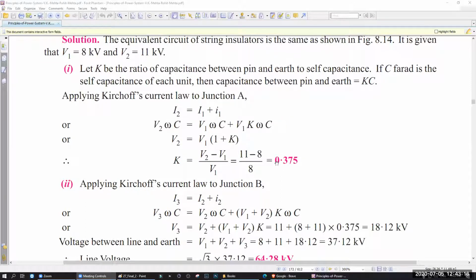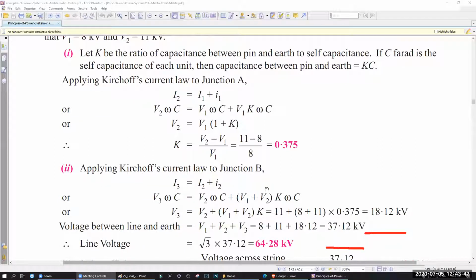So value of K is equal to what? 0.375. That's correct. Now let's find out the value of V2, V3. Your V3 is 18.12. That's correct. Your V is equal to 37.12. That's correct. Your line voltage is equal to 64.28. That is also correct. Now find out the efficiency.